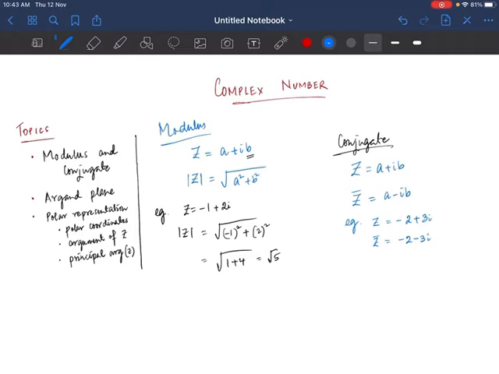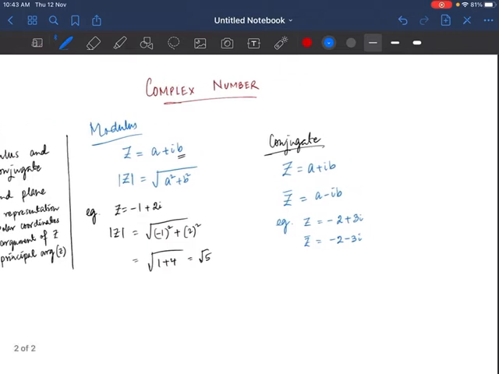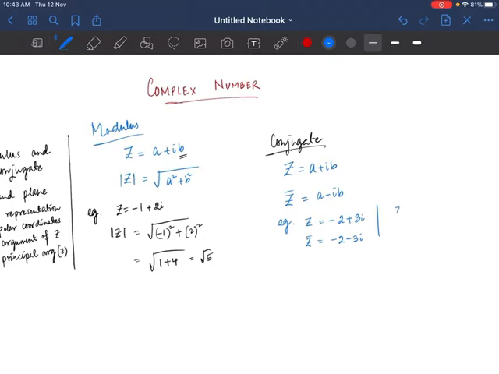So basically the sign of the imaginary part will change. Nothing will happen to the real part. The sign of the imaginary part will change. Let me do another one. Suppose my z is given by minus 2i. This is my z. So the conjugate will be just 2i, like this.